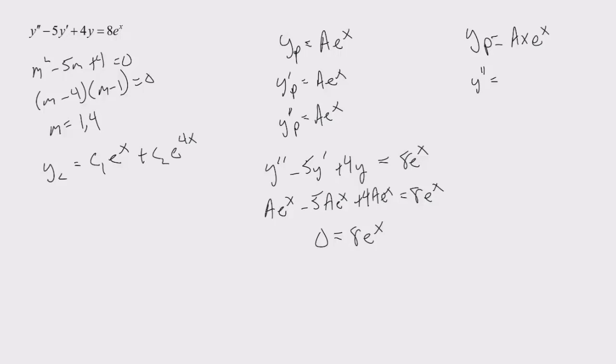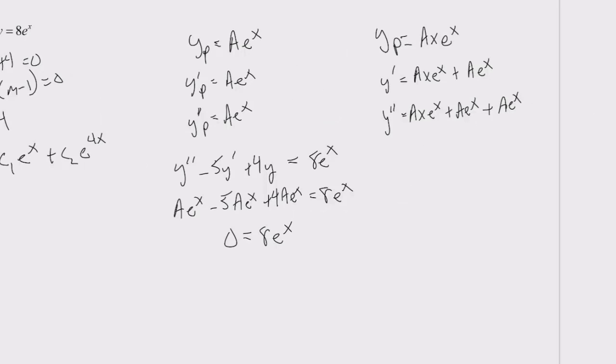Alright, so the derivative would be a x e to the x plus a e to the x using our product rule. And again, wow, rough day. Alright, then our double would be a x e to the x plus a e to the x plus a e to the x. Okay, so I'm going to slide this over a little tiny bit.